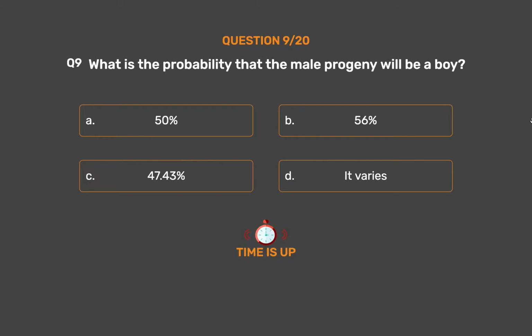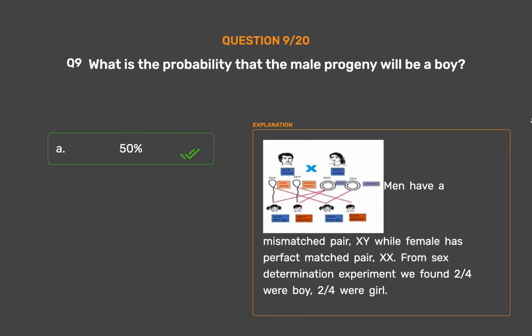The correct answer is option A. 50%. Men have a mismatched pair, XY, while females have a perfectly matched pair, XX. From the sex determination experiment we found 2/4 were boys, 2/4 were girls.